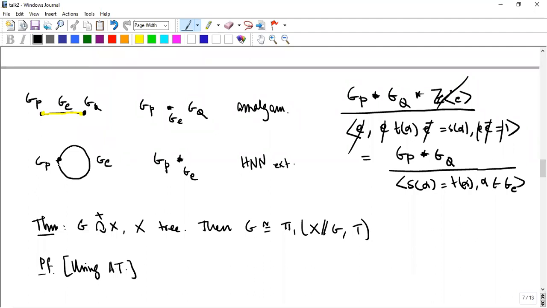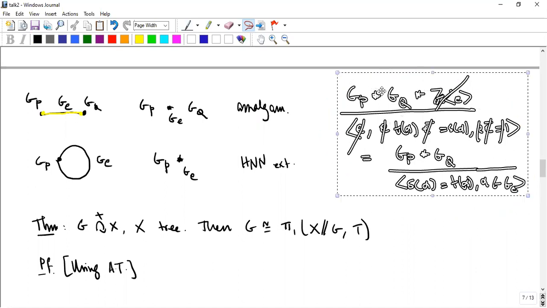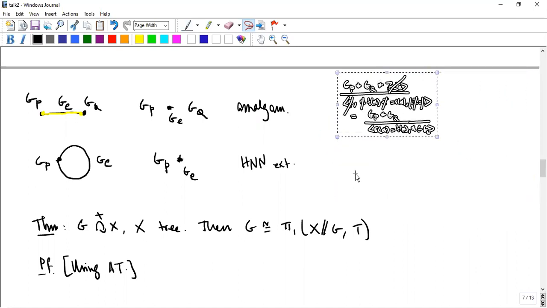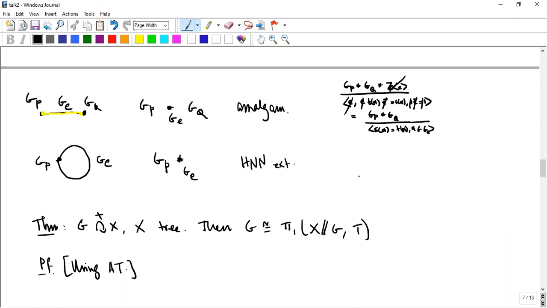And what you can do is, this is another example. You can also define a graph of groups for this. So this is an edge with one vertex, right? It's a loop with a single vertex, and you have GP here and GE here. So what is the graph of groups for this guy? Well, let's see. There is no maximal tree here, the maximal tree is just one vertex. So what you get is GP star a copy of Z corresponding to the edge.